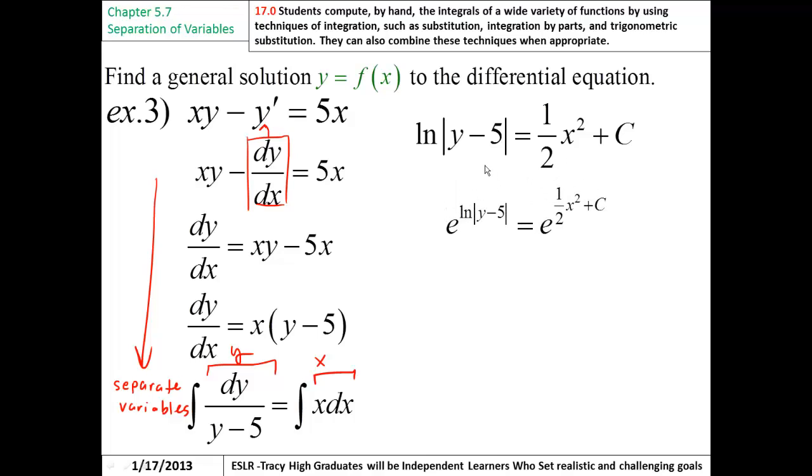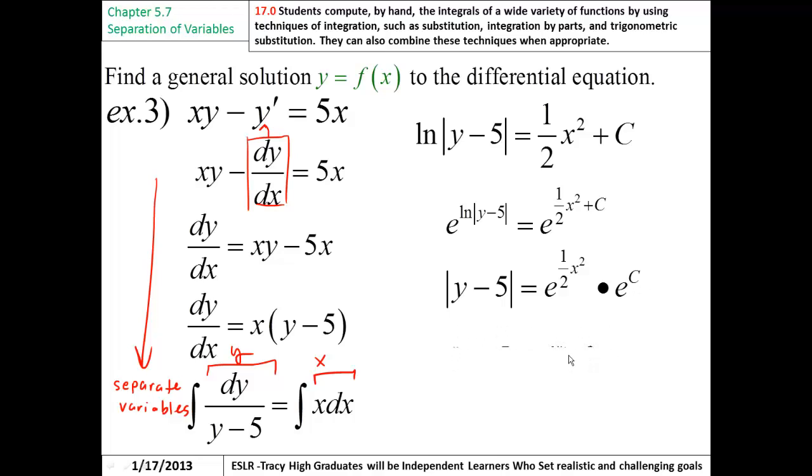Taking e to both powers, or thinking that y minus 5 is e to that thing power, is also a perfectly valid way of looking at it. And so then that e and the ln kind of cancel each other out, not in the traditional sense, but you're left with y minus 5, or at least its absolute value. E to the c, that's just another constant, so we call it c sub 2.